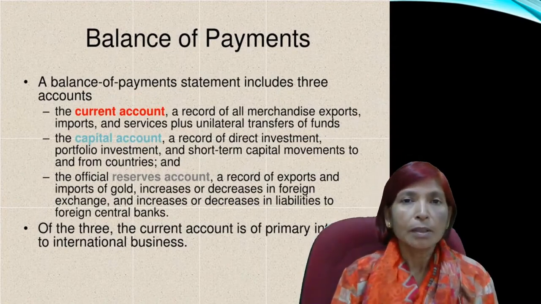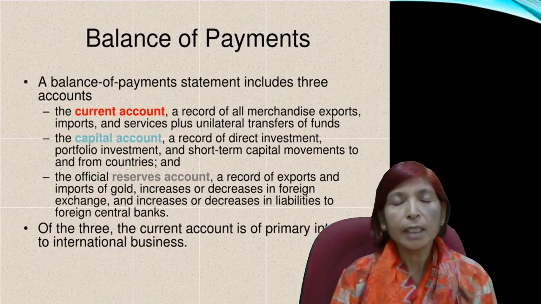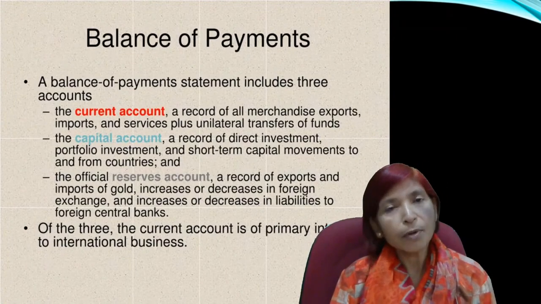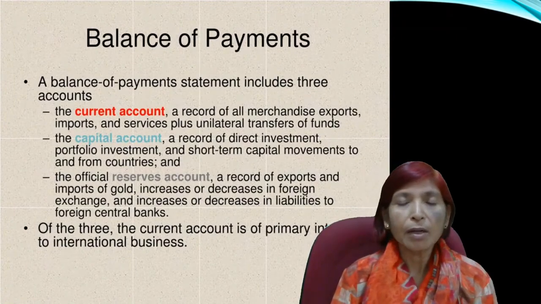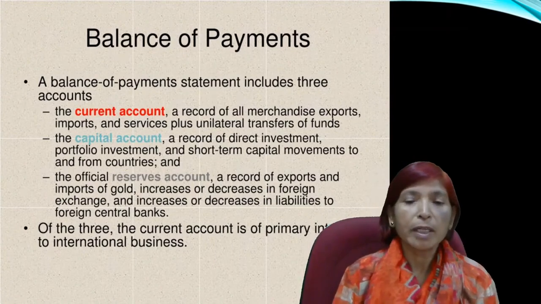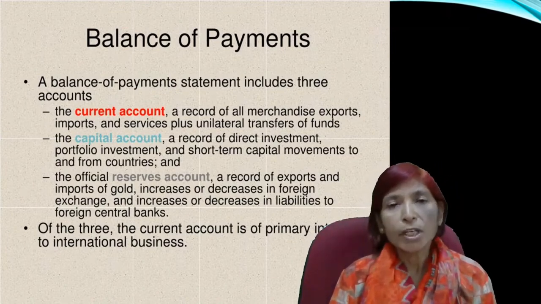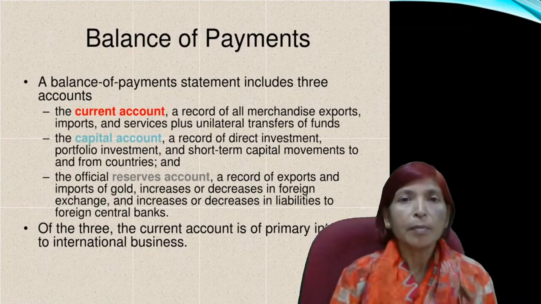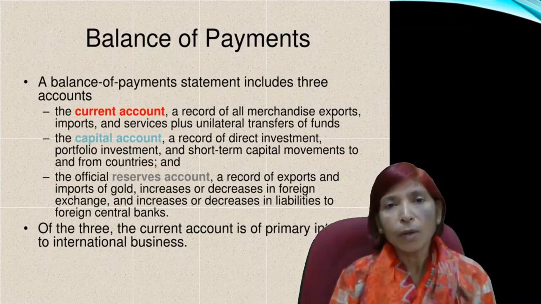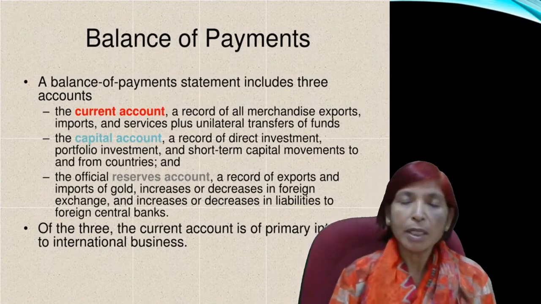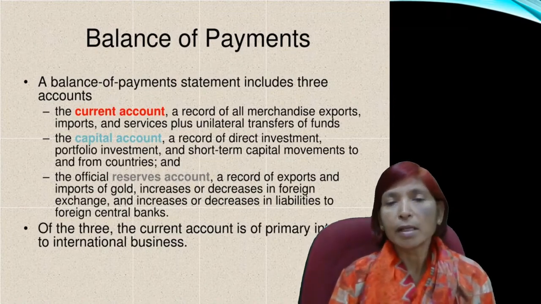In current account, it has three components, three subparts. One is visible items of exports and imports. Visible items are known as merchandise goods, which can be seen, which are touchable. And invisible items are those items which can't be seen or touched, but these items are known as services like banking, insurance, transportation, communication, etc. And third is unilateral transfers.